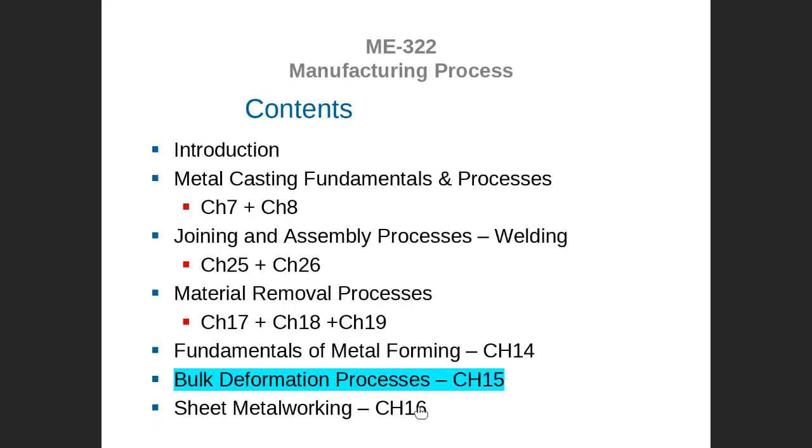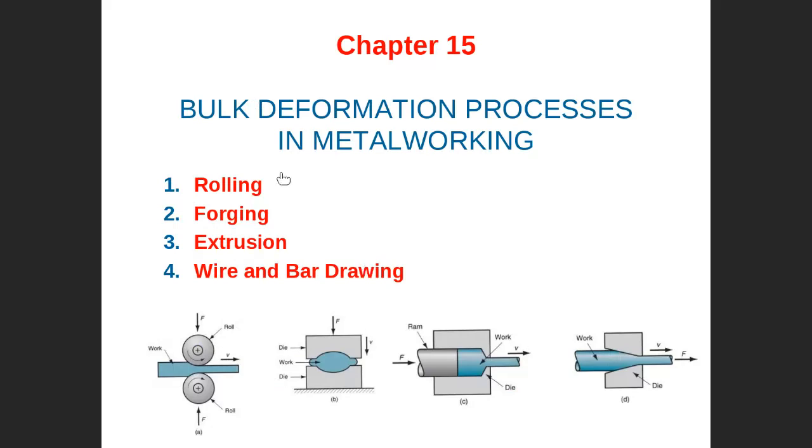Okay, we are still discussing chapter 15, which is about bulk metal deformation processes. As you know, chapter 15 has four items: rolling, forging, extrusion, and wire and bar drawing. Rolling is already finished, and forging is already finished. Today we'll talk about extrusion, the third process in bulk metal deformation. Remaining is wire and bar drawing after that, right?